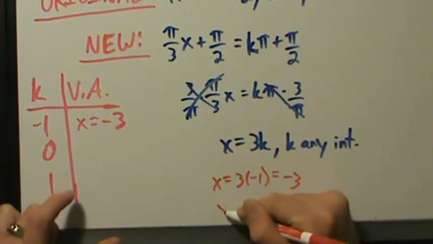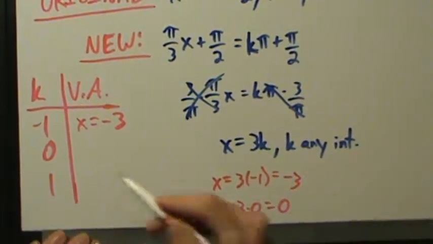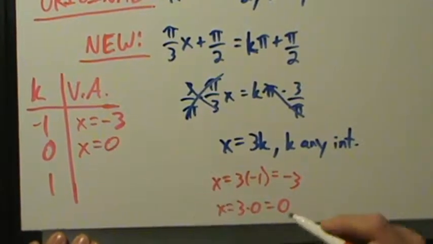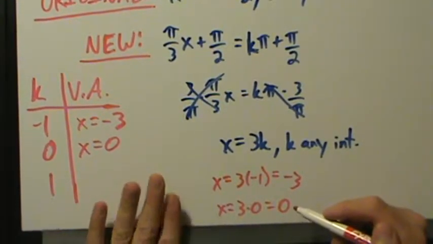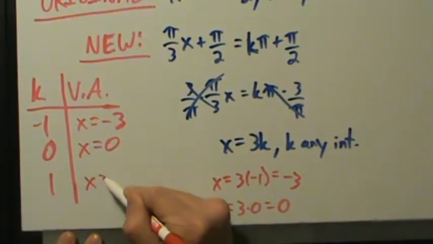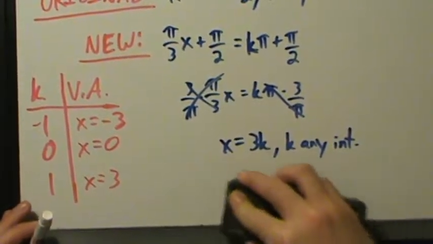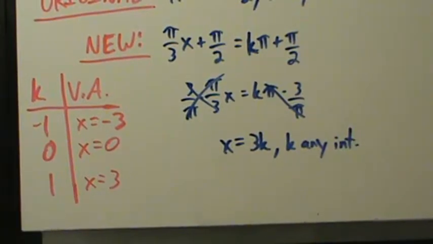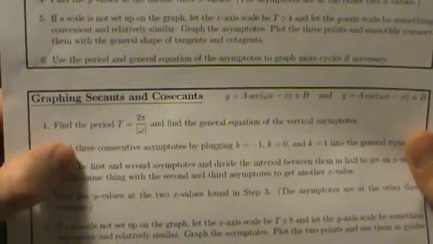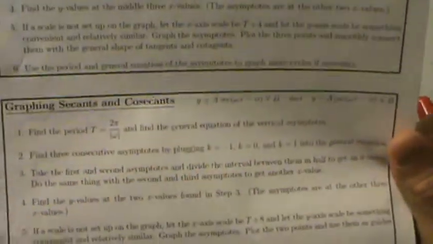What about when k is 0? Well, then x equals 3 times 0, which is just 0. So x equals 0. Now what about when k is 1? Then x equals 3 times 1, which is just 3, so x equals 3. Okay, so let's erase this, because we're going to use that space for something soon. Okay, that's it for step 2. Find 3 consecutive vertical asymptotes by plugging k equals -1, 0, and 1 into the general equation.